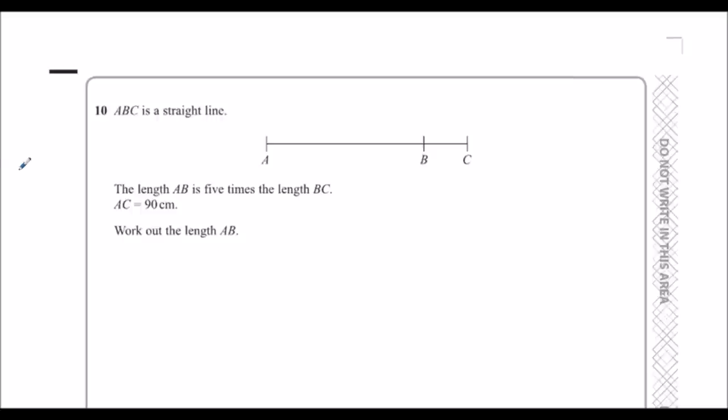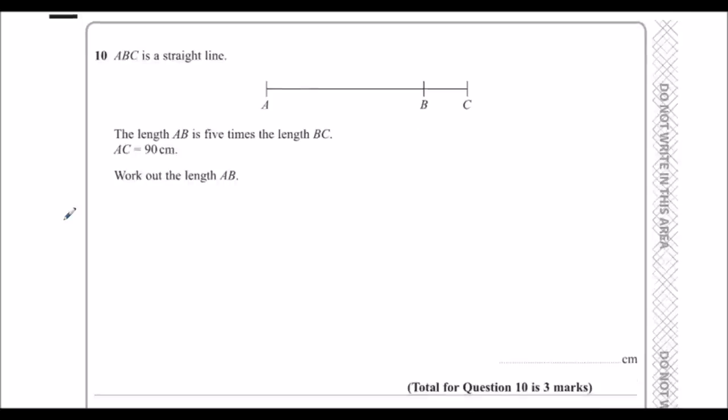Okay, question 10. ABC is a straight line. The length of AB is 5 times the length of BC. So A to B is 5 parts. B to C is 1 part, 5 times as long. A to C, the whole way, is 90 centimeters.